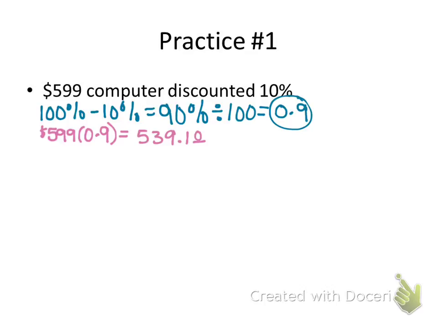So the total of the computer with the 10% discount was $539.10. So we got a decent little amount off. Wasn't too bad. And I was doing this in my head. This ain't fair. No, that's good. You kept asking me because I didn't have time to write down what I was doing.